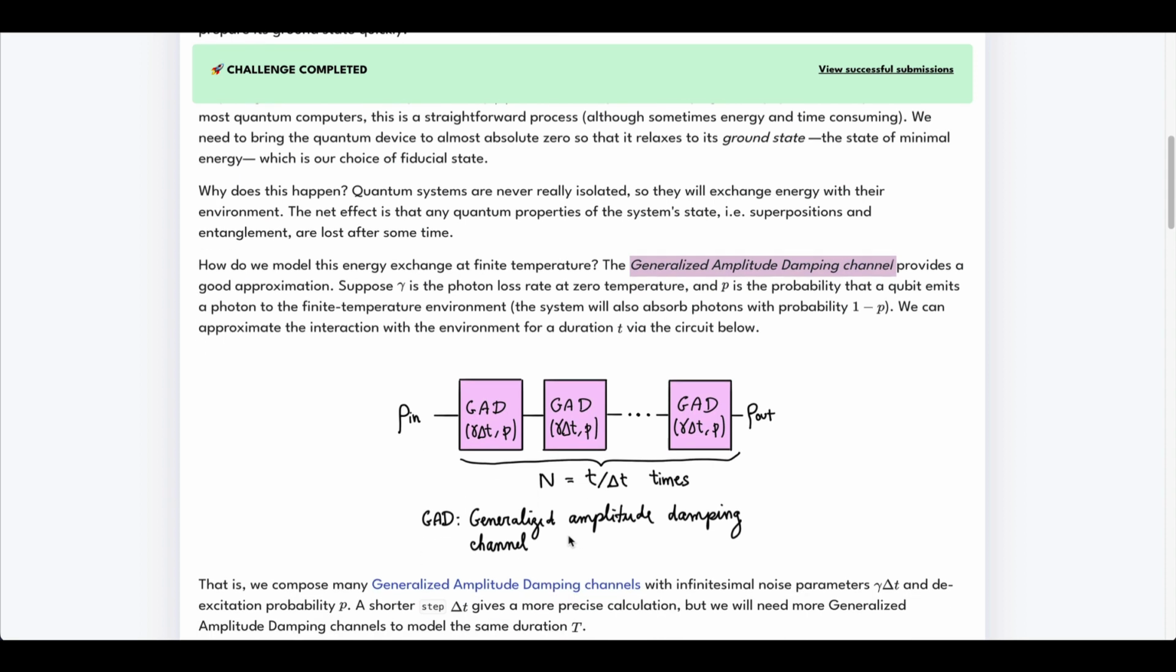Now, there are a couple of ways we can solve this problem. We can solve it analytically, or we can use the generalized amplitude damping channel available in PennyLane and then implement this circuit with many repetitions. So let's go ahead and take a look and see how we can do either of these two approaches.